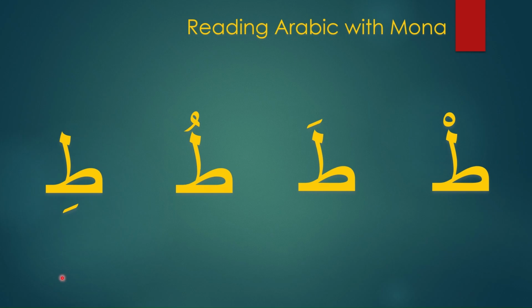The neutral sound of Ṭa with sukun, Ṭa, Ṭa, Ṭa. You feel it's like a burst. It's a powerful, neutral sound, but you feel that it's something exploding. Ṭa, Ṭa. When we apply harakat, fatha, Ṭa, dhamma, Ṭu, and kasra, Ṭi.